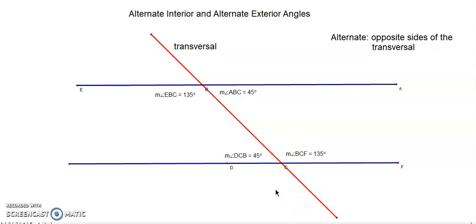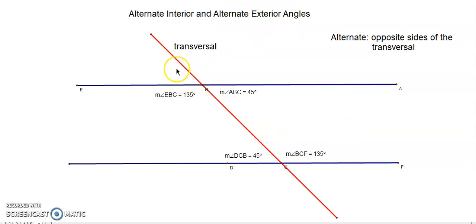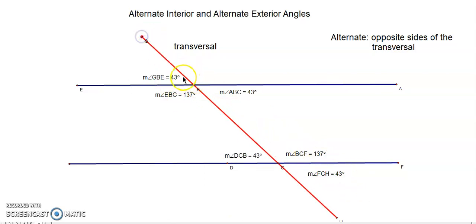So what would be the alternate exterior angle? If I start with this angle over here, then the alternate would be on the other side, outside, way over here. So this angle, they're both acute and they're the same. They're alternate exterior angles. We notice that they're both 45. If I make this one smaller, 43, they're the same.